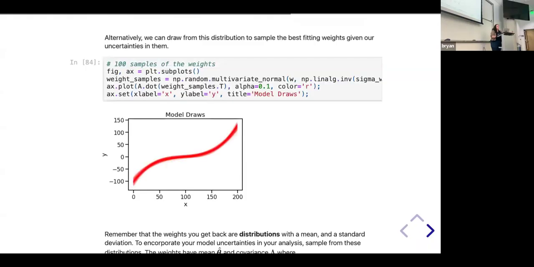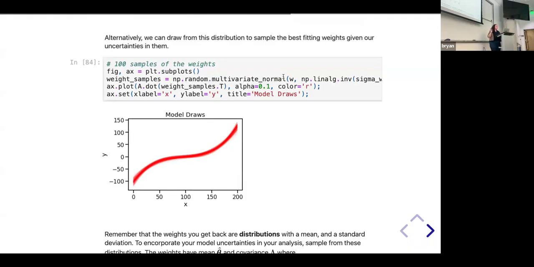We can draw from the distribution. So we have these best fitting weights, and we then have the covariance matrix of the weights that we fit. We can just draw from that in order to get model flaws. So here what I've done is I've created samples from the distribution. I have the best fitting weights, the mean of the weights. I also have the covariance matrix for the weights.